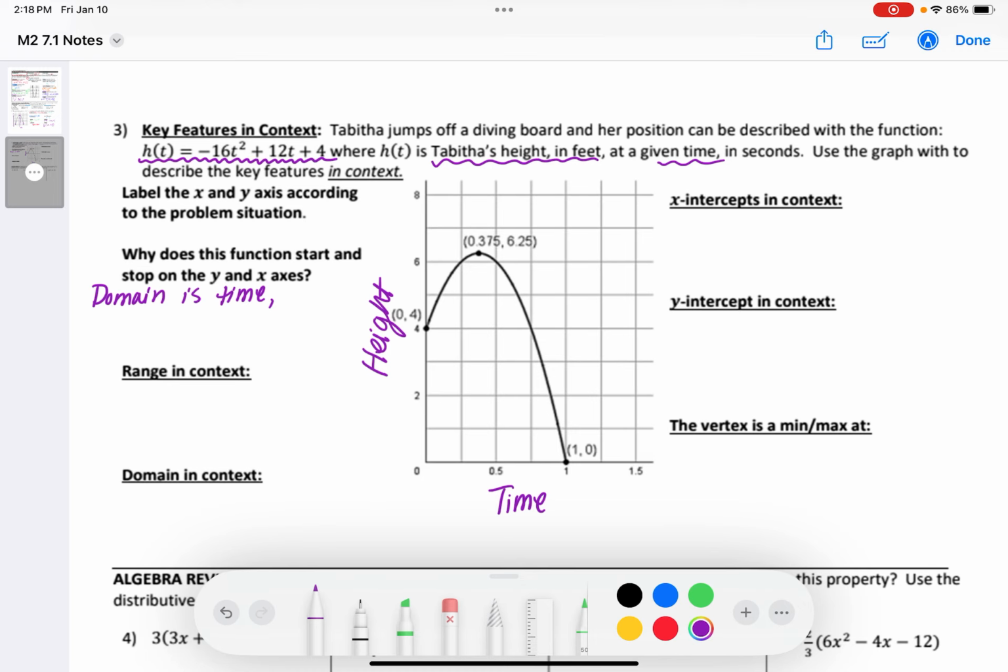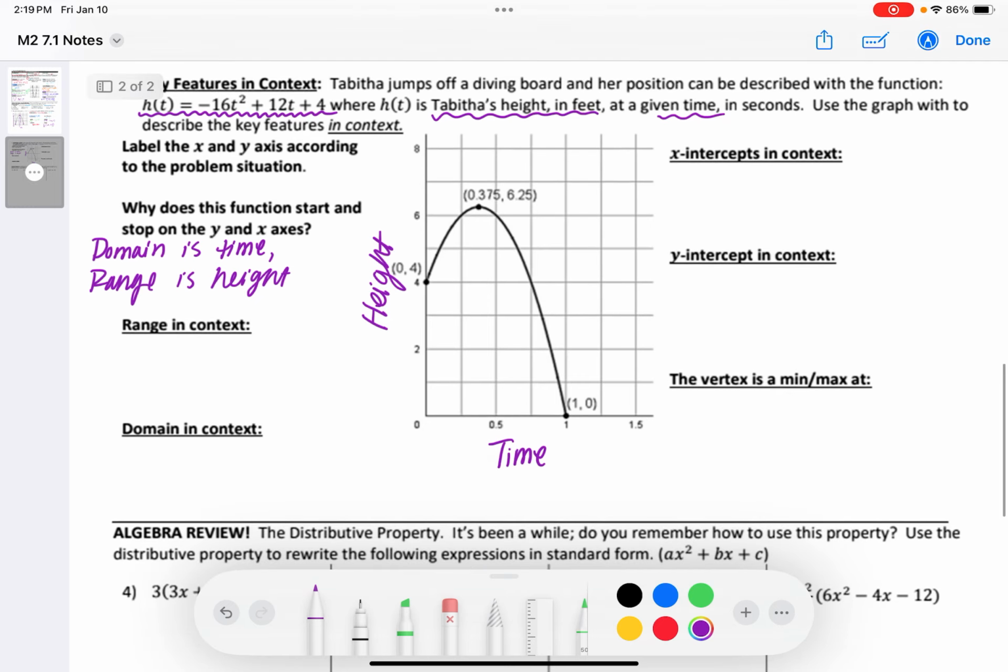And then the range. Same thing for range. It does not make sense to have any negative y values because range represents our height. You can't be -1 feet in height. It doesn't make sense, it's not possible. So that's why we have a start and a stop on the y and the x-axis in terms of this context.